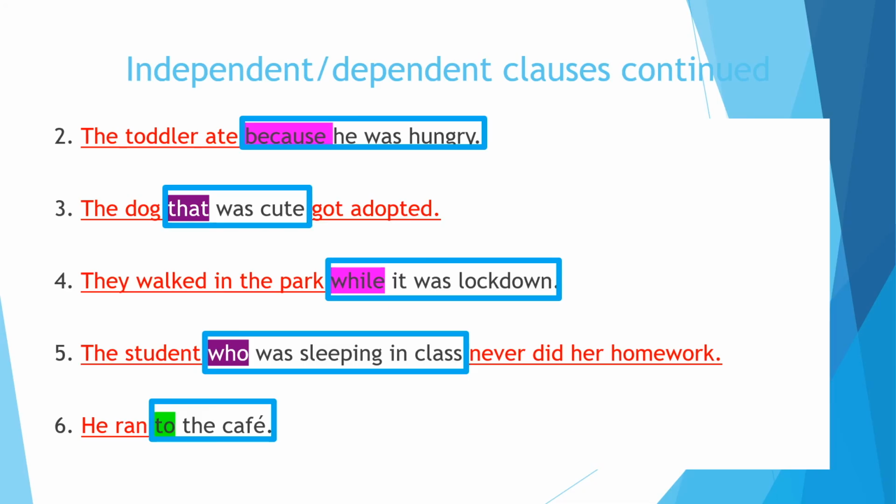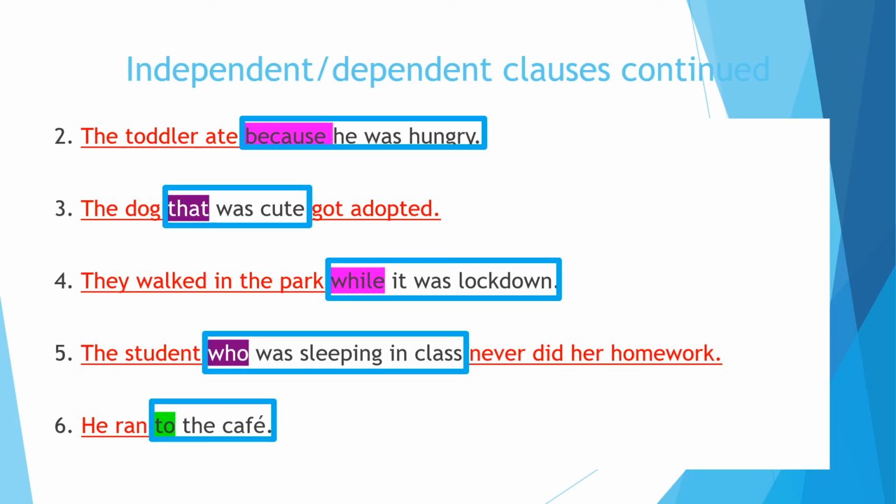Number 5, the student who was sleeping in class never did her homework. Who is a relative pronoun, which will mark off our dependent or subordinate parts of the sentence. Let's check if the student who never did her homework is a main or independent clause.